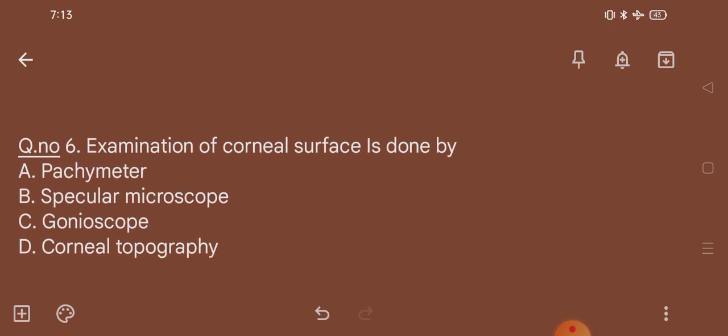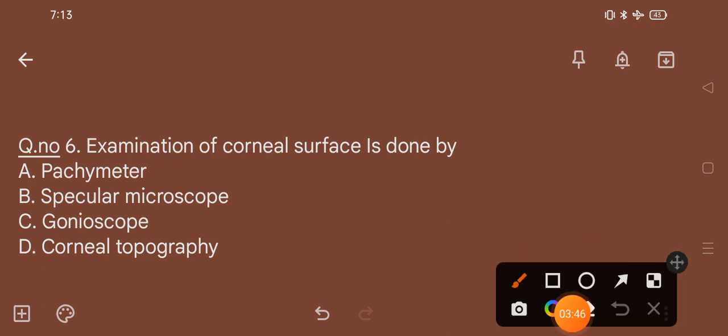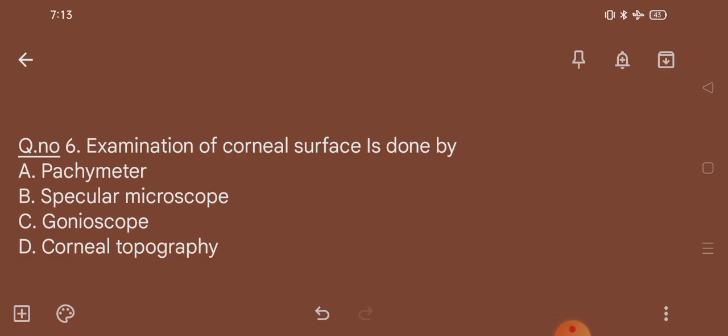Question number 6. Examination of the corneal surface is done by option A, pachymetry; option B, specular microscope; option C, gonioscopy; and option D, corneal topography. Examination of the corneal surface is done by the corneal topography. So correct option is option D.